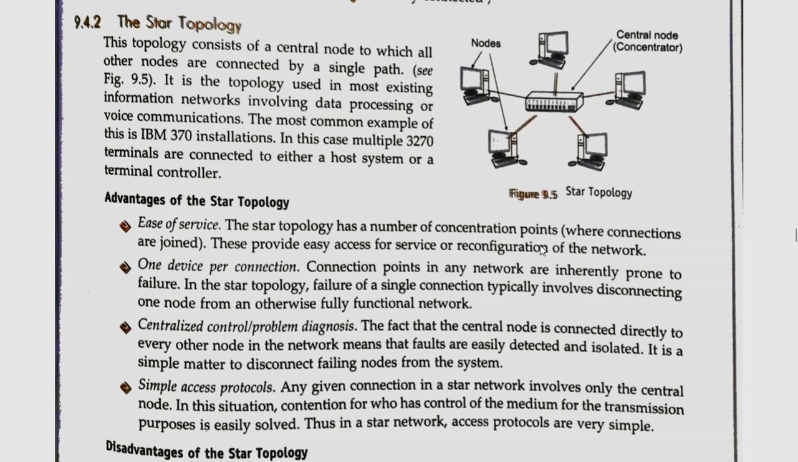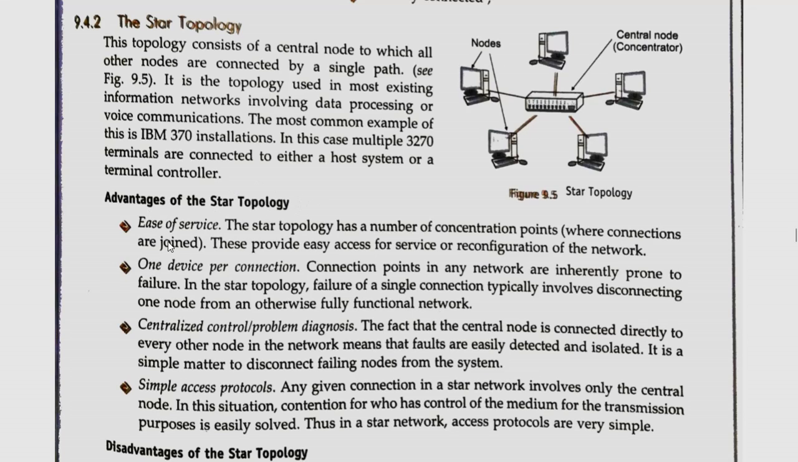Now, what it is expressing is that where connections are joined, we have a number of concentration points. Okay, so the star topology has a number of concentration points. These provide easy access for service or reconfiguration of the network. Because of this, it is easy to create concentration points or to configure the network. Even if there is a problem in the configuration, we can reconfigure it. Okay, so all these things are possible because of the ease of service in the star topology.